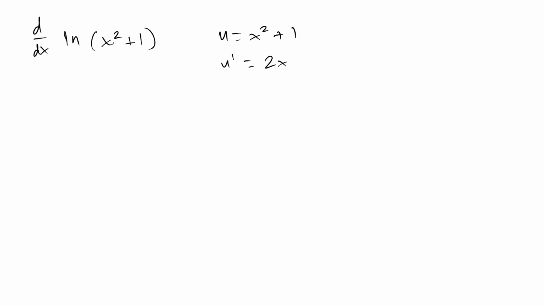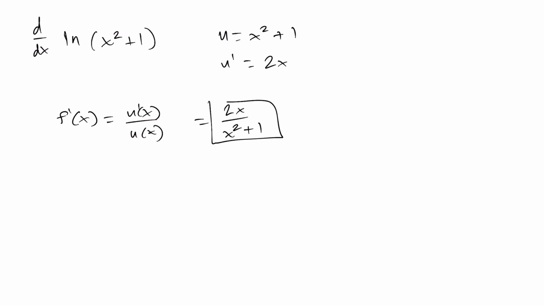And then from here, we can apply the chain rule once again. F prime of x is equal to u prime of x over u. We said that u prime is going to be 2x, and then u is going to be x squared plus 1. And that's the derivative for that. Let's try 2 more examples.